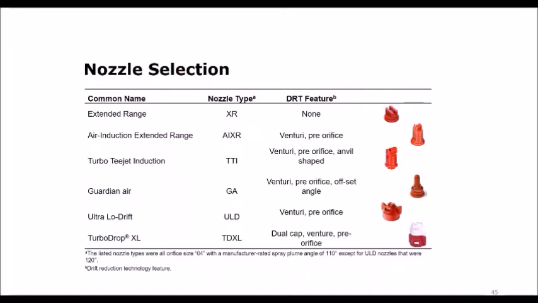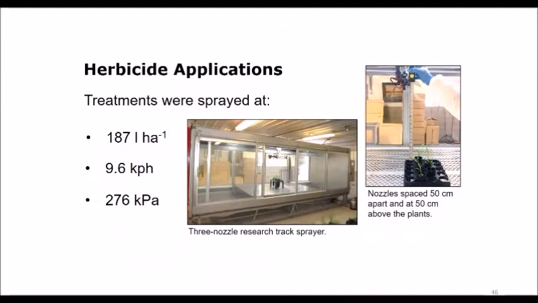In this study, we looked at a range of different nozzles: XR, AIXR, TTI from TeeJet. We used a Guardian Air and a ULD from Hypro, and a TDXL nozzle from Greenleaf AgroTop. And you can see the different features of these nozzles. All of them are air induction nozzles, with the exception of that XR, or extended range nozzle. And those nozzles give us a wide range of different droplet sizes.